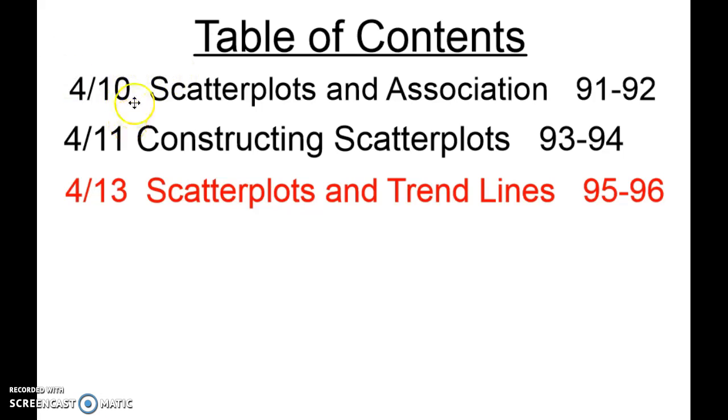So if you haven't already, fill out your table of contents. Today is April 13th. You're putting in your title, scatter plots and trend lines, and you will be taping your notes into page 95-96. If you haven't taped the other days because we were in the library, today is the day. Get it in there.